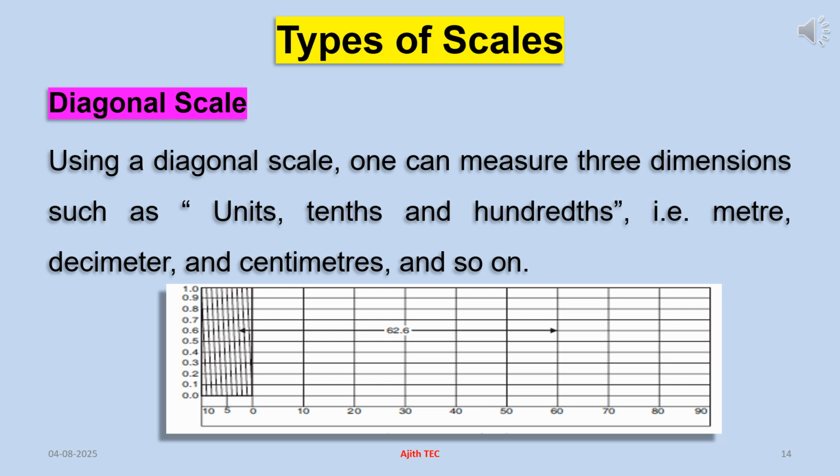Diagonal scale. A diagonal scale is a drawing instrument used to represent measurements with high accuracy, allowing for the reading of 3 units of measurement, for example, meters, decimeters, and centimeters, or measurements with 2 decimal places. It is particularly useful in engineering drawings and map making where precise measurements are crucial.